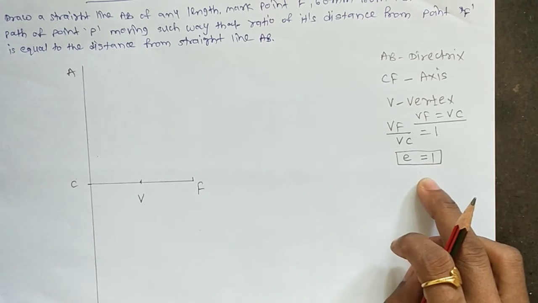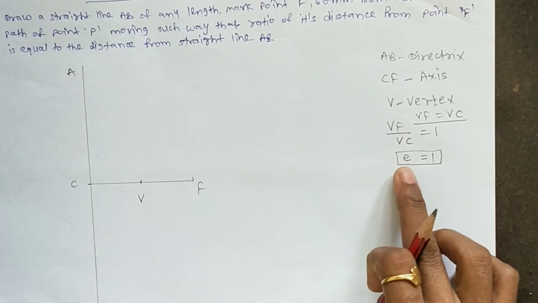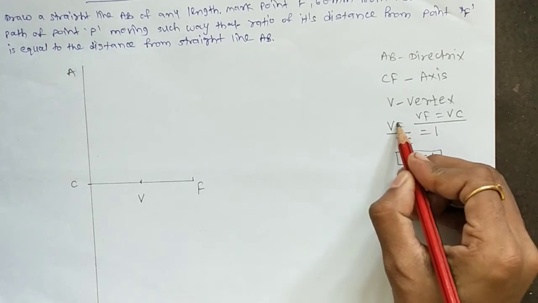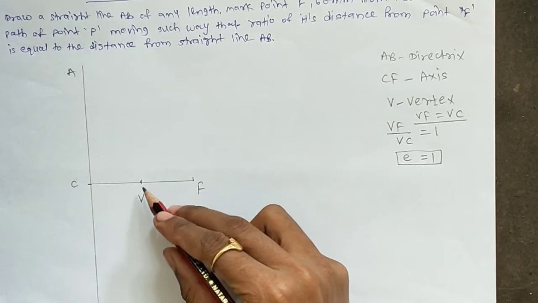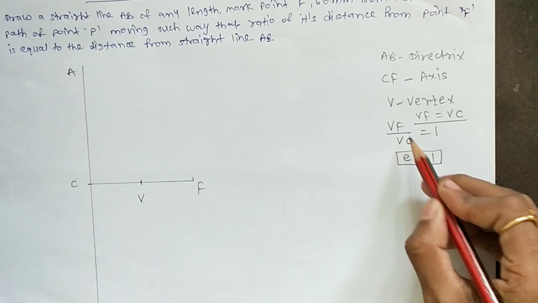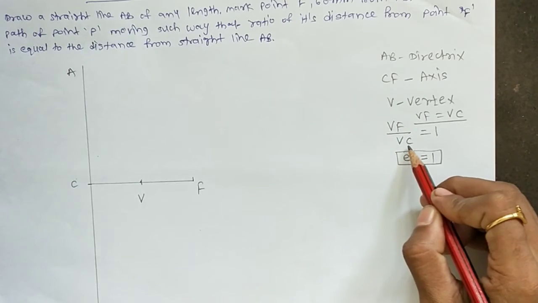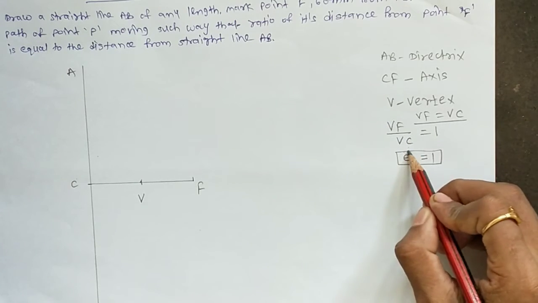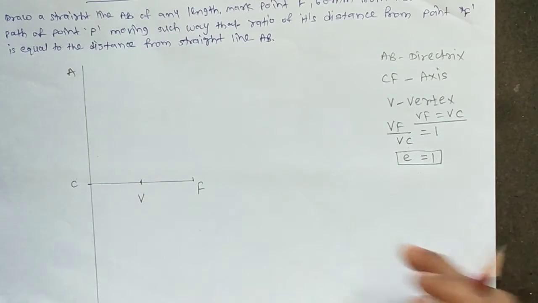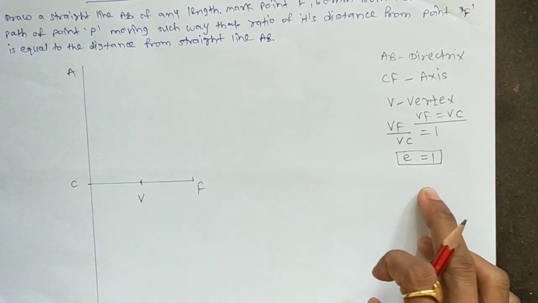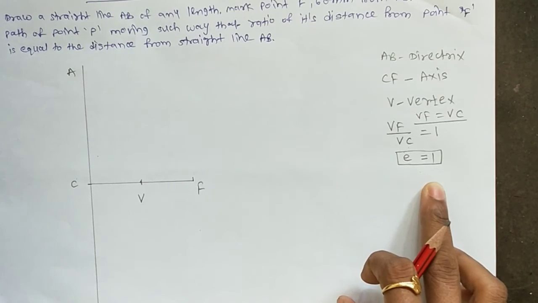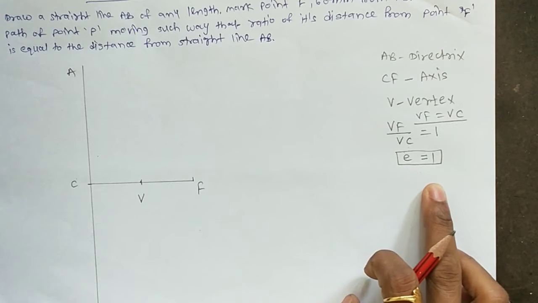Now, eccentricity is ratio of distance of point from focus, that is VF. Distance of point V from F, that is VF, divided by distance of same point from directrix, that is distance of point V from AB. So eccentricity is 1, therefore it is the example of parabola.